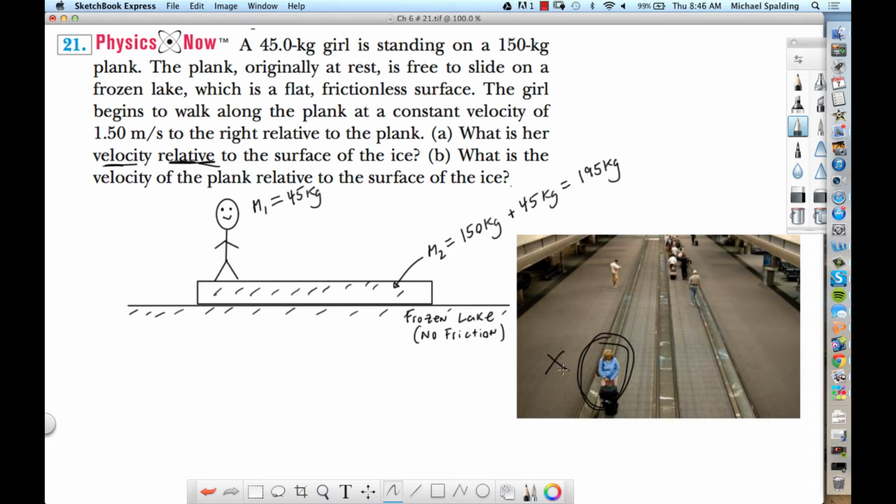Motion is relative. You're driving on the freeway. Let's say you're going 60 miles an hour relative to the earth. There's a car next to you going 60 miles an hour relative to the earth. What's your velocity relative to each other? 0. If you're driving next to a car that's traveling at the exact same speed as you relative to the earth, then your velocity relative to each other is 0.